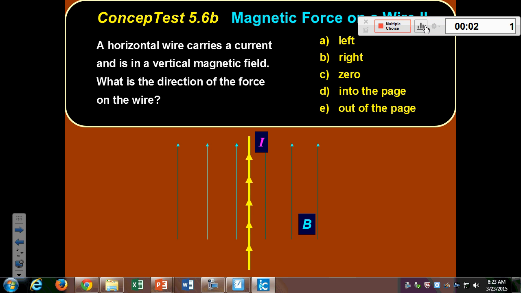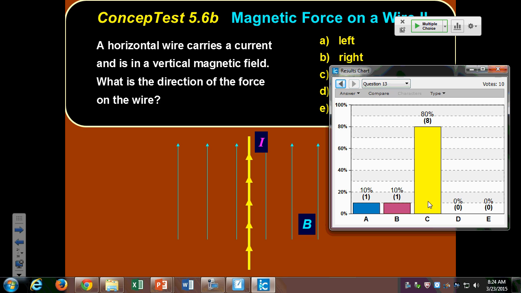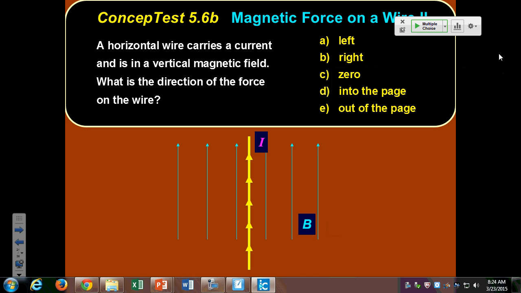Horizontal wire carries a current in a vertical magnetic field. What is the direction of the force on this wire? Alright, I'll stop at 25. Okay, alright, I'll stop at 30 then. Oh man. Alright, here, they're in the same direction, so if they're parallel or anti-parallel, there's no force at all. That's that sine theta term.